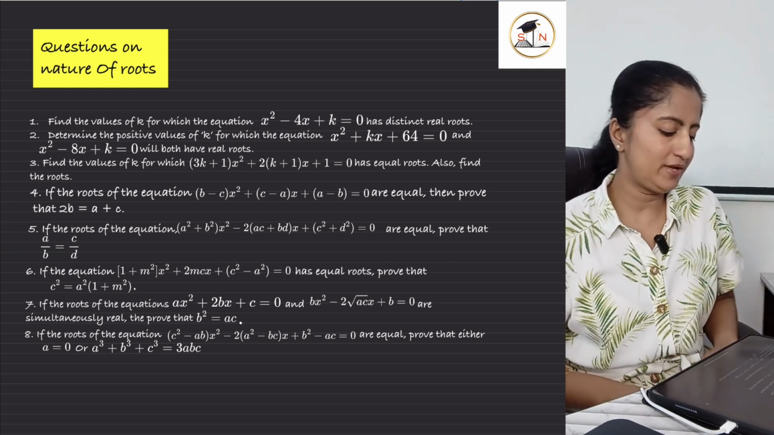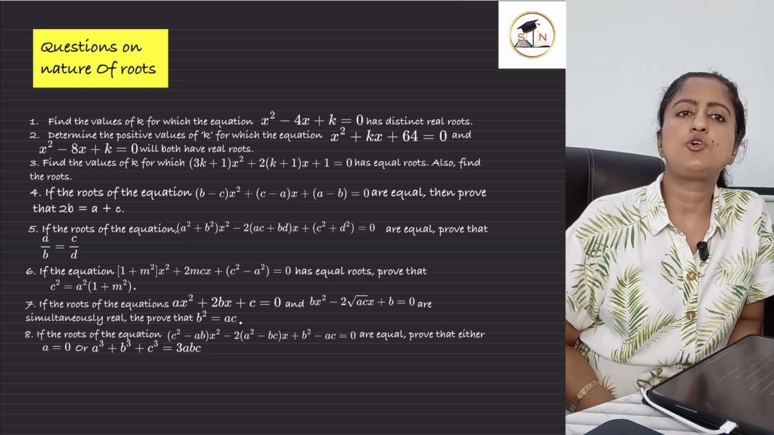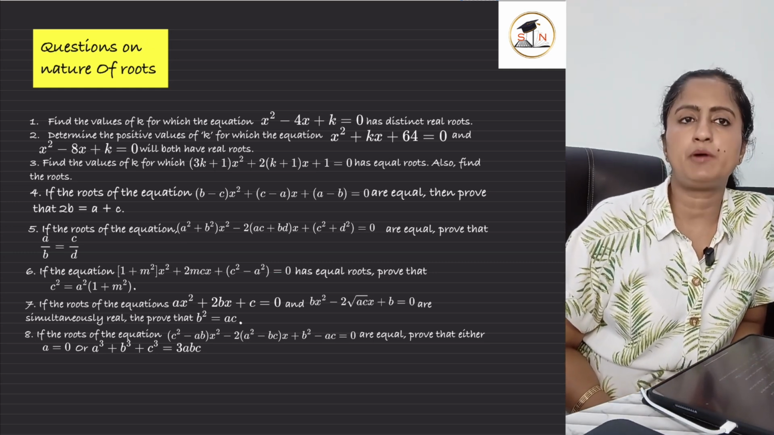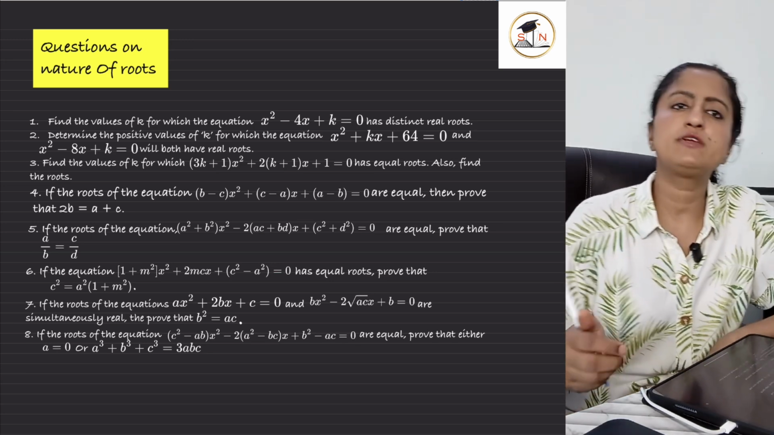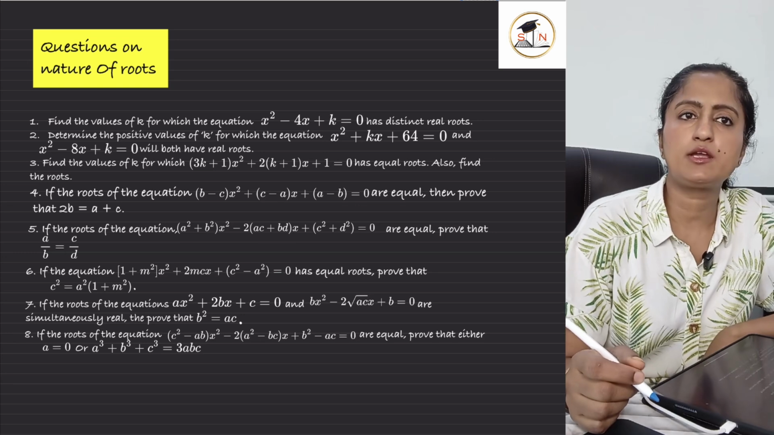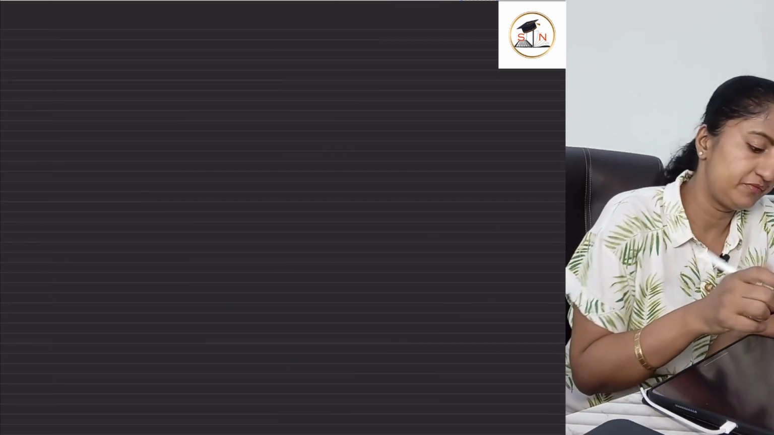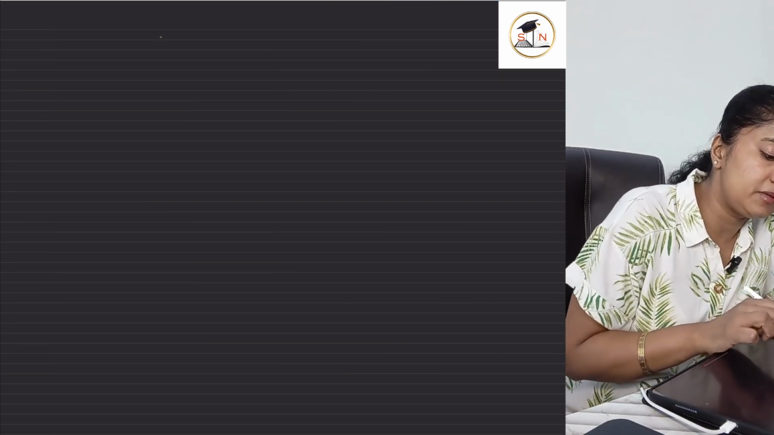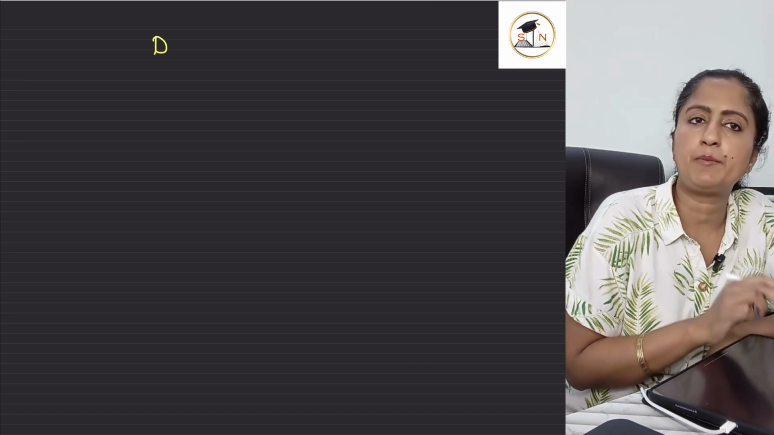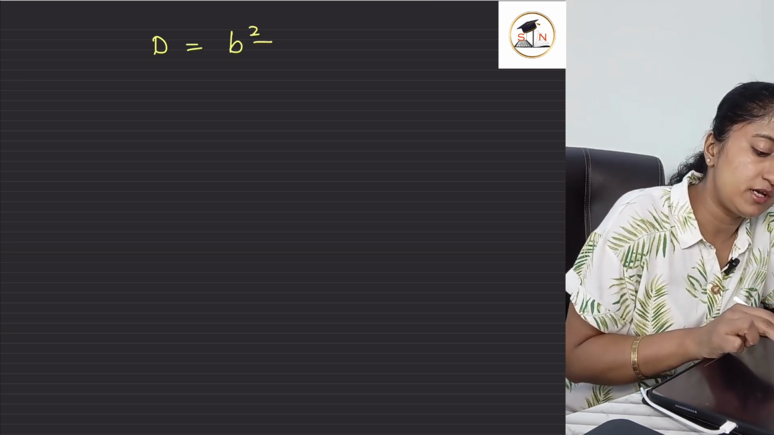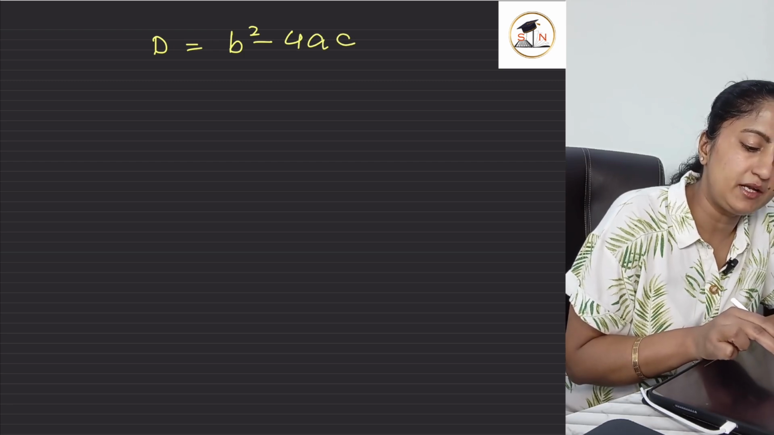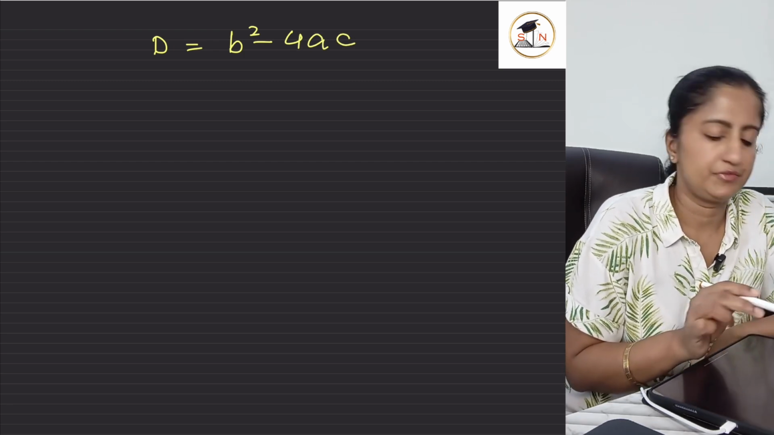On the screen, you can see 8 questions. All the questions have appeared in the past year papers or they're highly important, right? But before we start doing the questions, let's have a quick recap on the discriminant. So first of all, discriminant was always referred by a capital letter D. It was equal to B square minus 4AC, picked up from the quadratic formula, right?